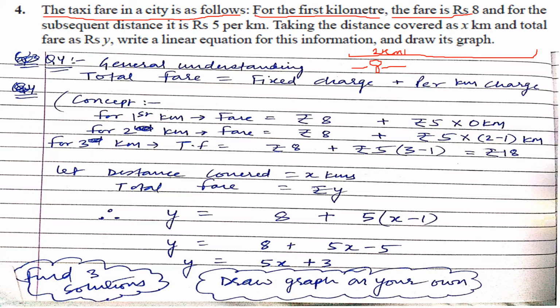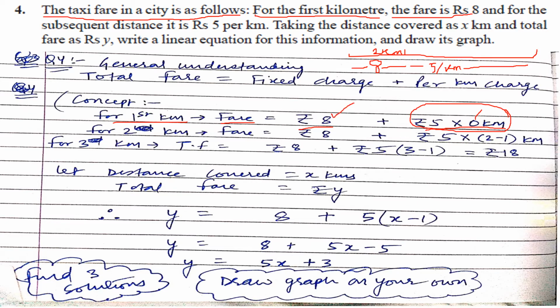After that, the price is 5 per kilometer. What do you understand with this? Suppose, let me take an example, that for the first kilometer the fare will be rupees 8 plus 5 into 0. Why 0? Because the person has gone only 1 kilometer. So there is no need of this value. This becomes 0. He has to give how much rupees?